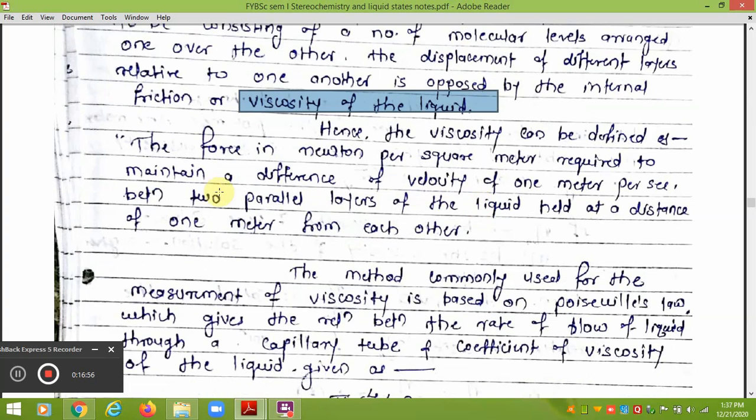Hence, the viscosity can also be defined as the force in Newton per square meter required to maintain a difference of velocity of 1 meter per second between two parallel layers of the liquid separated by a distance of 1 meter from each other. It's very important to know how we can define this viscosity in another way: the force in Newton per square meter required to maintain a difference of velocity of 1 meter per second between two parallel layers of the liquid separated by a distance of 1 meter from each other.